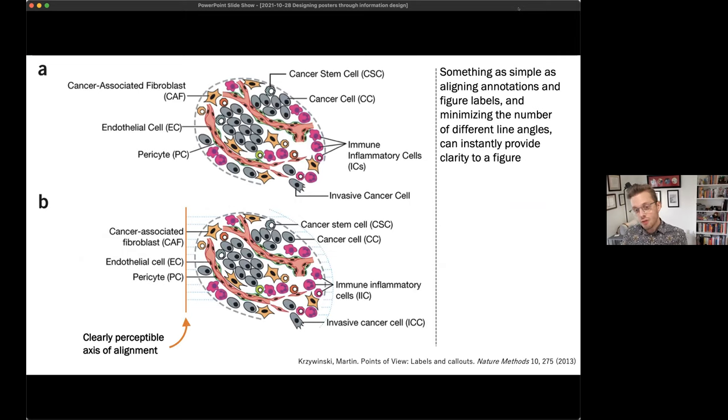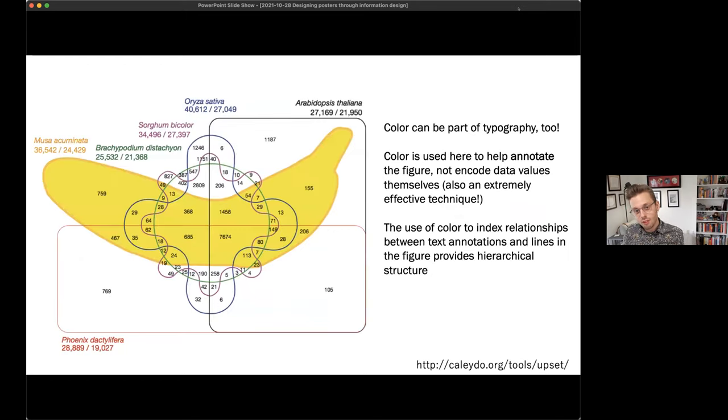In terms of annotations for figures, it goes a long way to align annotations, callouts along a central axis of alignment. So in this figure, I've drawn a vertical line that shows a clearly perceptible axis of alignment for those labels of the figure. And again, very small minor changes, but that have immense ramifications for how we interpret a figure. This last example here uses color as well. And color is also an important part of typography. And here color is used to annotate these different sections of the visualization.